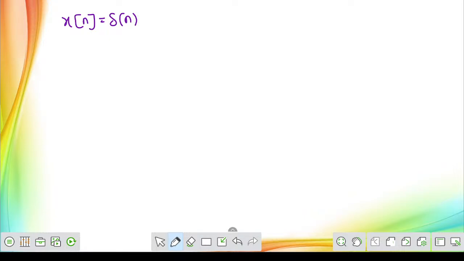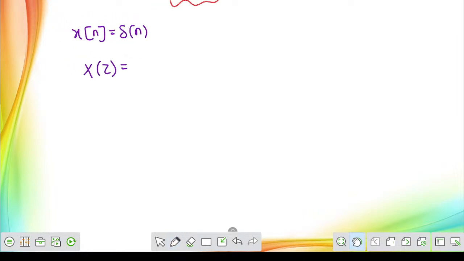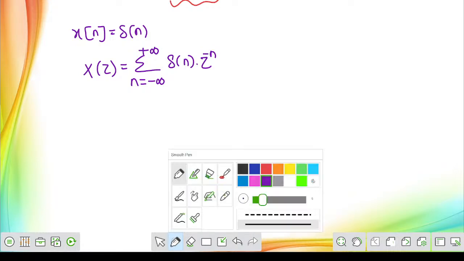Let us see. If you apply the Z transform, the value of X of z will be equal to the summation for n equal to minus infinity to plus infinity of x of n, which is replaced by del of n, into z power minus n. This is the formula. But we have a specific property for the impulse signal. I don't know how many of you remember this. What is the specific property?